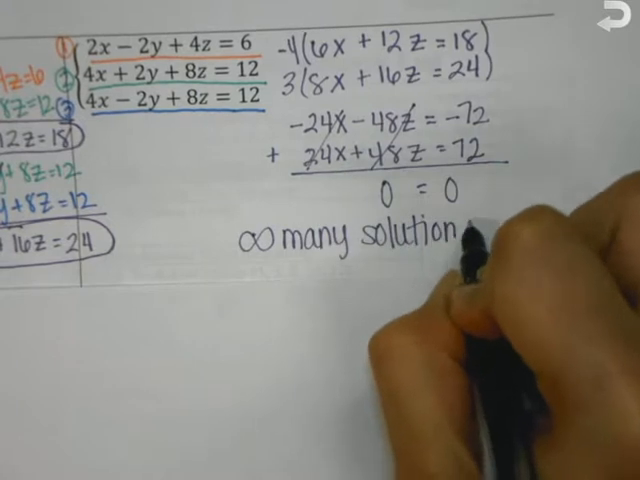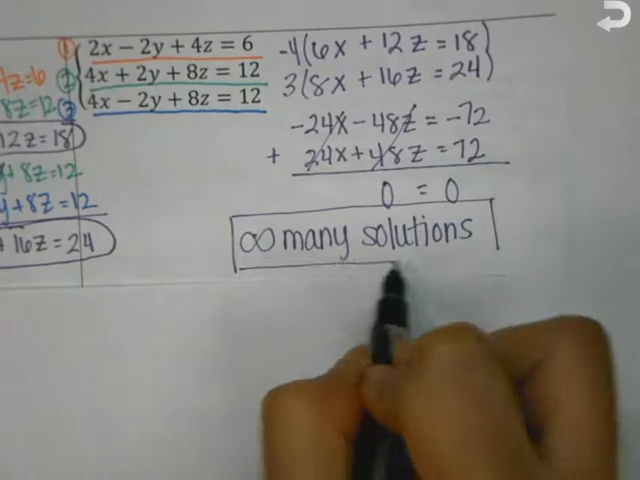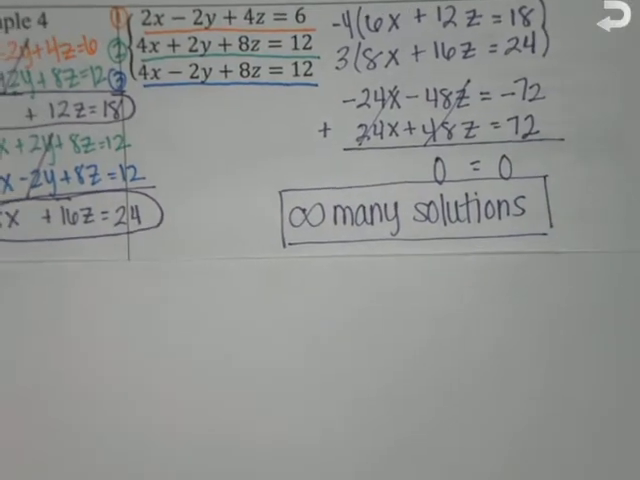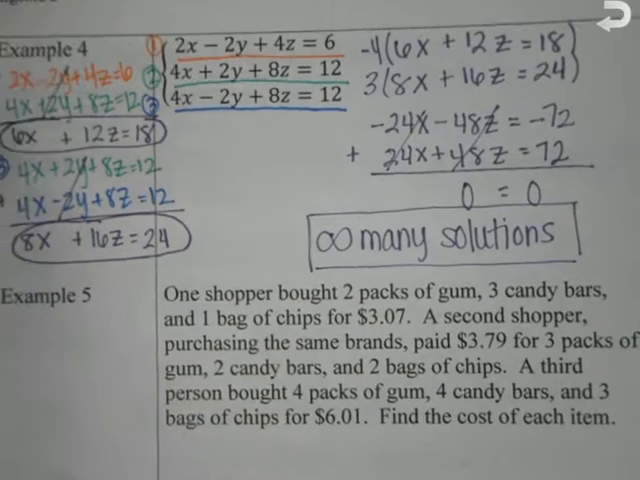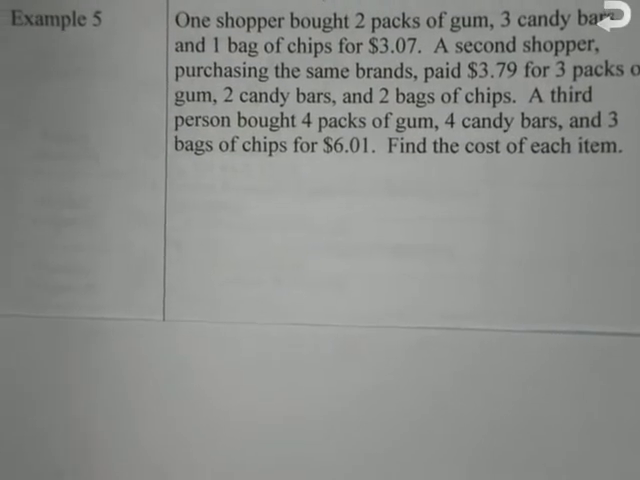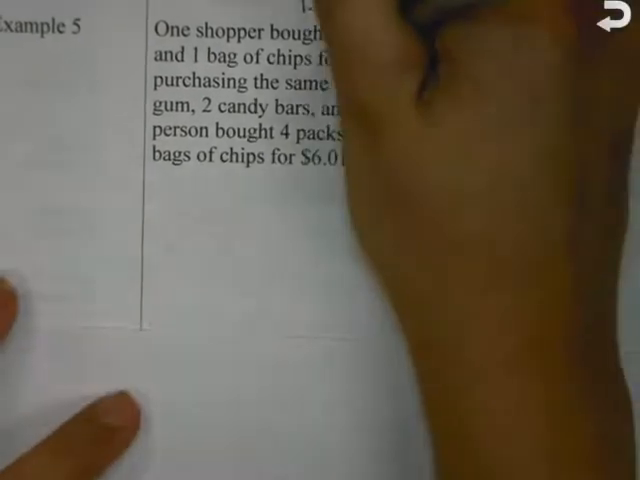All right, example 5. We're going to have to underline some stuff, okay? And I'm actually going to do my work for 5 on the back. Okay, one shopper bought 2 packs of gum, 3 candy bars, and 1 bag of chips for $3.07. So I'm going to underline that in orange. That's going to be my equation 1.